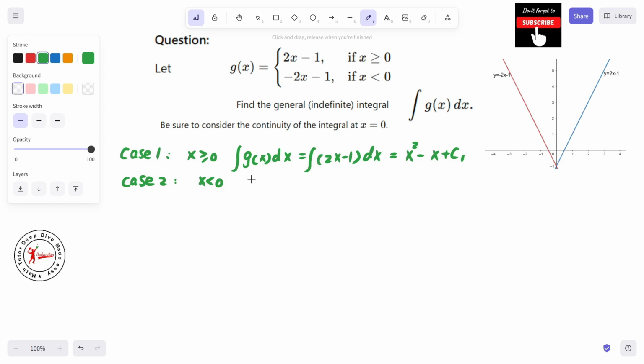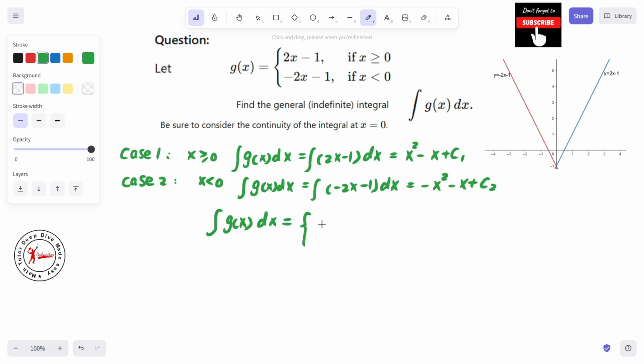Second case, for x less than 0, we are integrating negative 2x minus 1 with respect to x. The antiderivative of negative 2x is negative x squared. The antiderivative of negative 1 is also negative x. And we add another constant of integration, which we'll call capital C2. So in this case, the integral is negative x squared minus x plus C2.